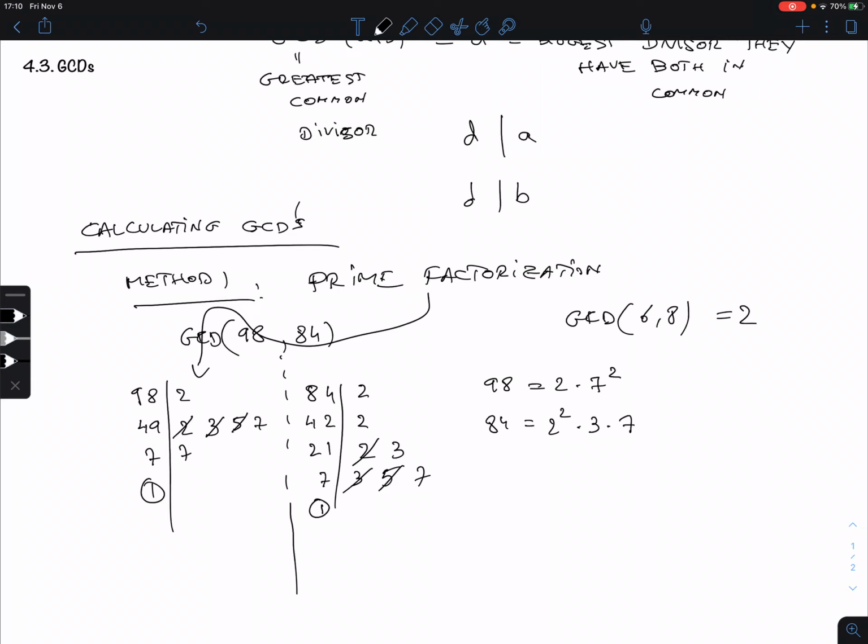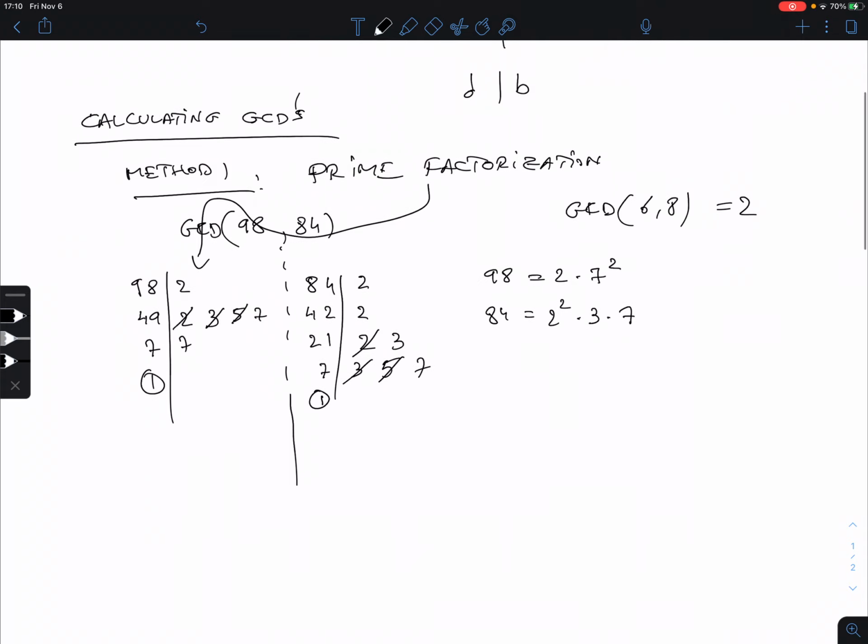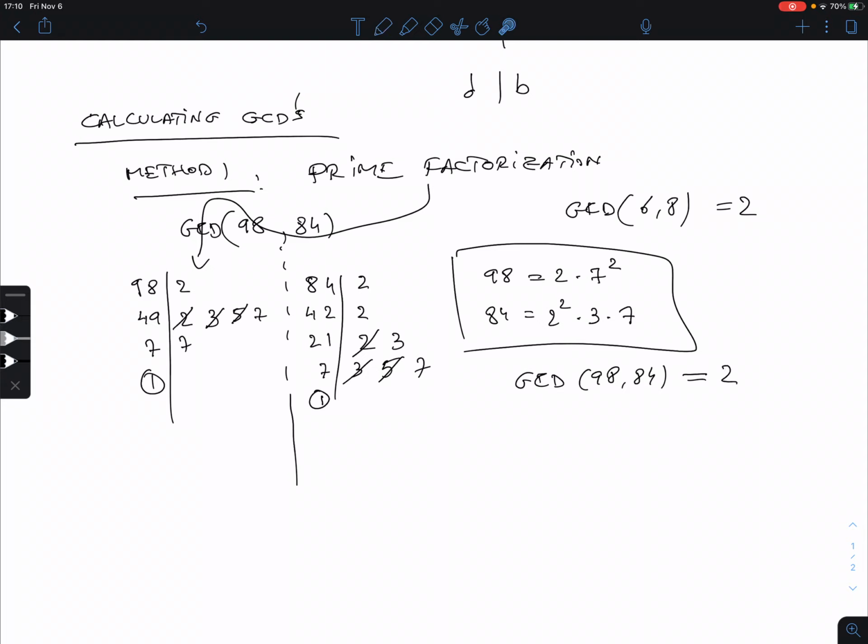Okay. So how do we now find the GCD? We have the prime factorizations of these two numbers, 98 and 84. We take, for every prime, the smallest exponent in both cases. So what does that mean? For the prime 2, in this one it's 2 to the power 1, and in this one it's 2 to the power 2. So the smallest one is 1, and this will be just 2.